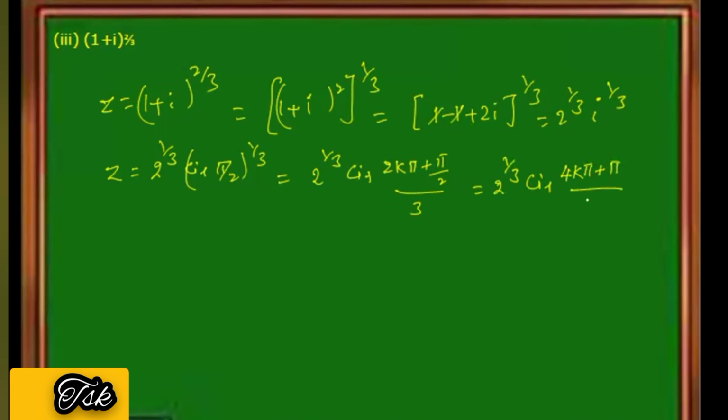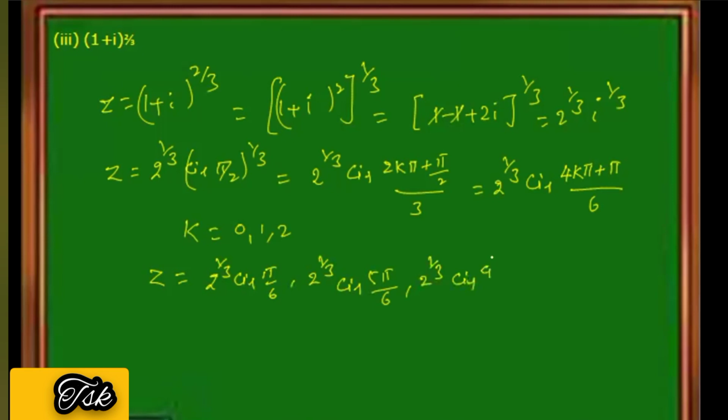So for k equal to 0, 1, 2, we'll have the roots. When k is equal to 0, z is 2^(1/3) cis(π/6). Next, k equal to 1, 2^(1/3) cis(5π/6). When k is equal to 2, 2^(1/3) cis(9π/6). These are the 3 roots, and the total number of roots of (1 + i) whole to the power of 2/3.